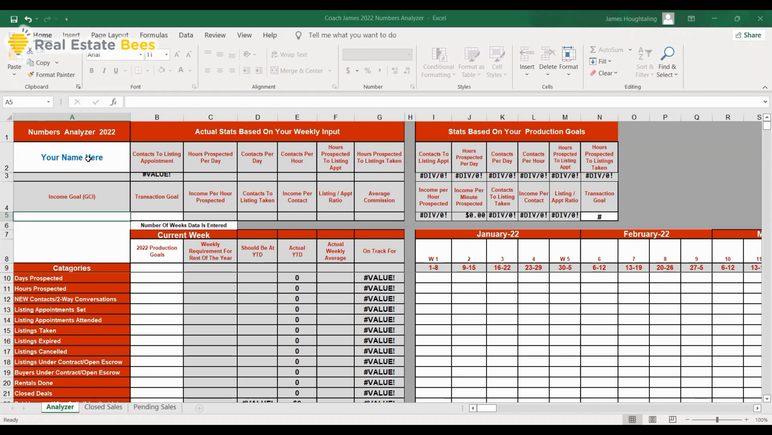And by the way, you can use this analyzer in one of two ways. It is obviously an Excel document. So you can keep it as an Excel document and just change the file name. So when you save it, just add your name to the end of the file name so that when you send it to me, I can put it into your folder and I know whose is whose.